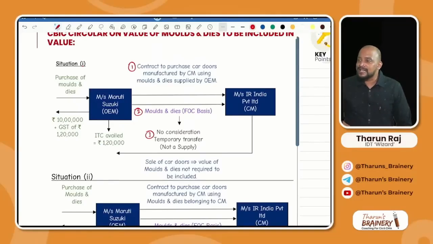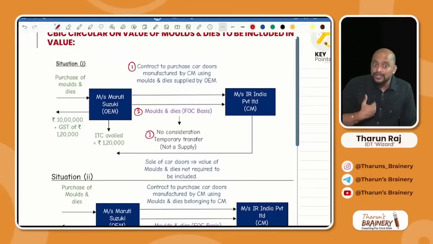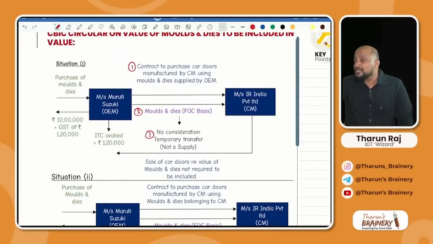As per 15(2)(b), any amount that the supplier is liable to pay but which is incurred by the recipient should be included. But first of all, here I am the supplier, so should I buy the molds and dies? As per contract, I am the supplier, IR India, should I buy the molds and dies? No. Who should buy the molds and dies? The recipient only should buy. That is, Maruti Suzuki only should buy. They only purchase. It will not be included in the value.